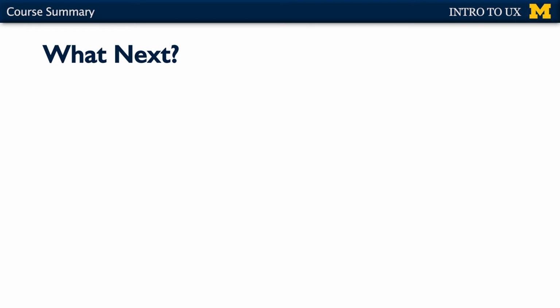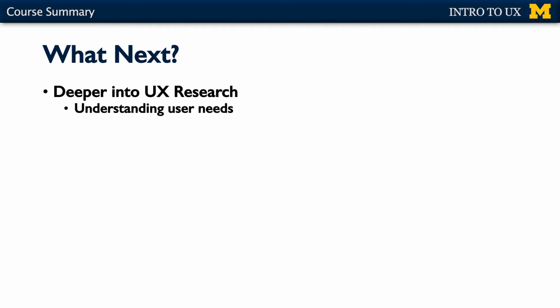So what next? Where do you go from here? Well, one way to go is to get deeper into UX research. So you can learn techniques and methods for better understanding user needs so that you can design products that meet those needs. You can learn techniques for doing formal user testing, going beyond the micro-usability testing that we performed in this class. You can learn about inspection methods or techniques that you can use without users to closely look at a prototype or a design and compare it against best practices that we know work for designing good user experiences and ones that don't work.